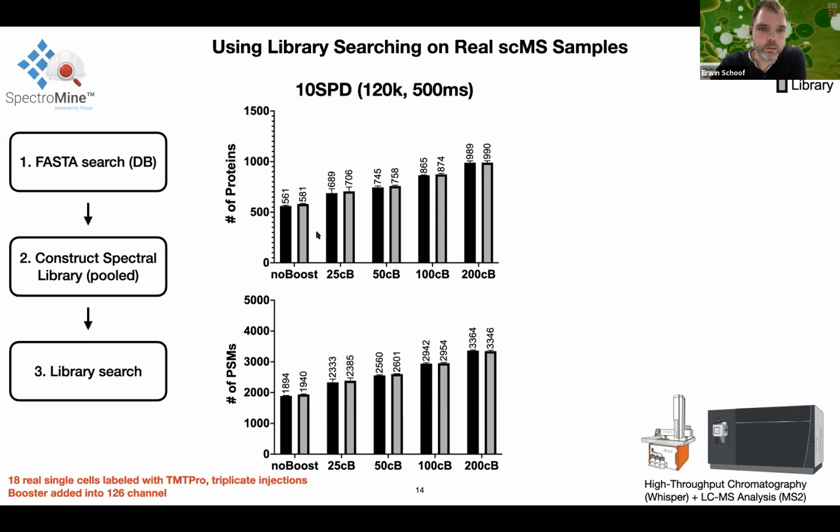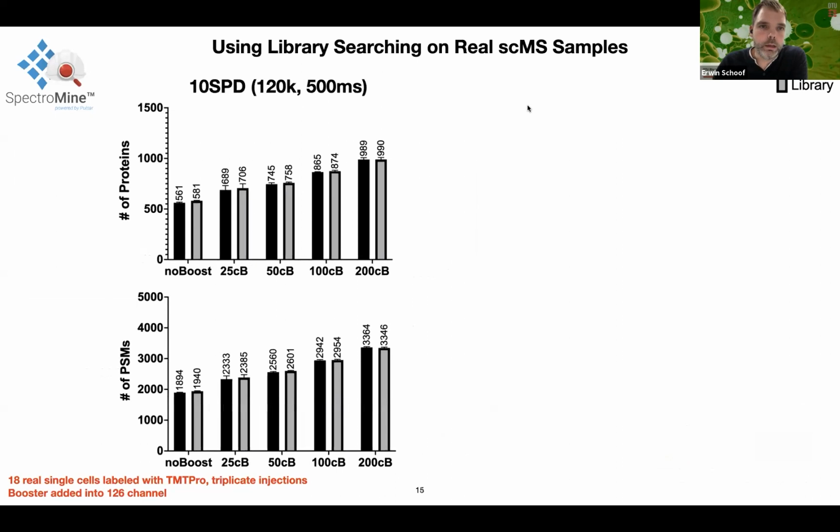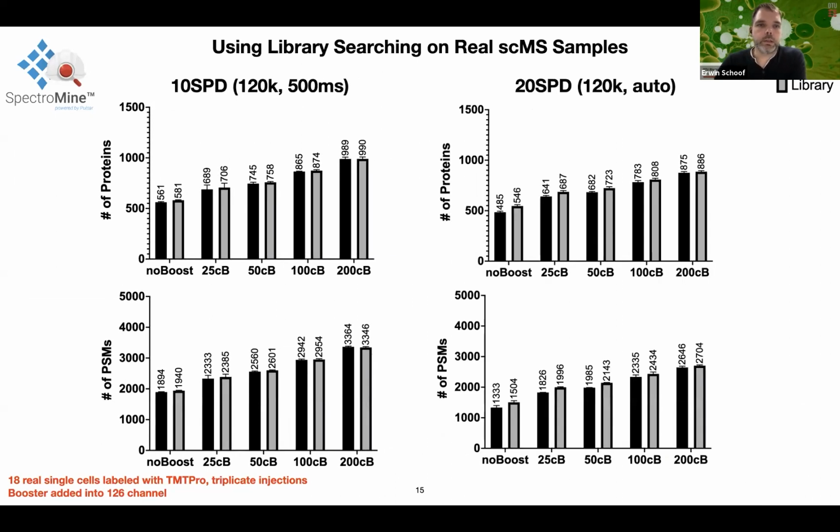And already without the library, this was about 5 to 10% better than competitive software. So we were very pleased. This is run with 120K resolution in the Orbitrap and then 500 millisecond injection time. If we decrease the runtime to 20 SPD, we are, again, like in the 10 SPD, able to identify about 500 proteins without any boosting, which we actually were quite pleased with. We hadn't seen such performance before.